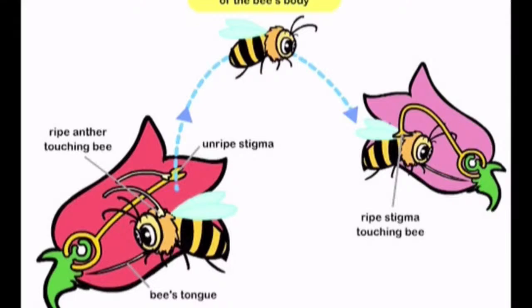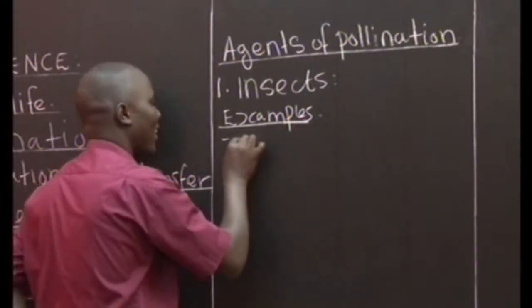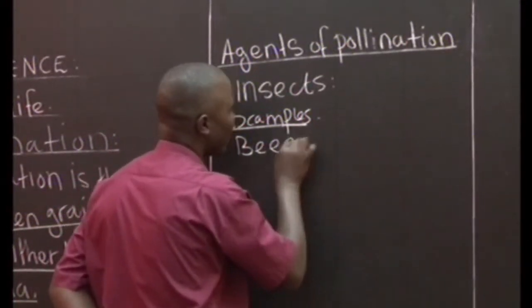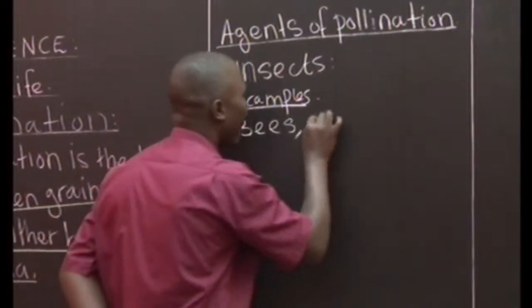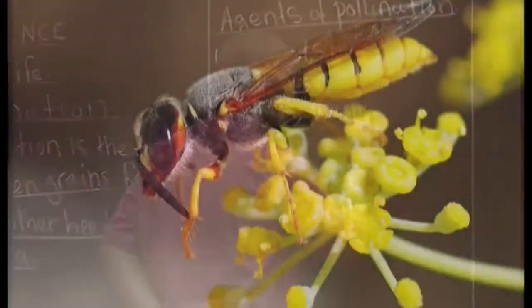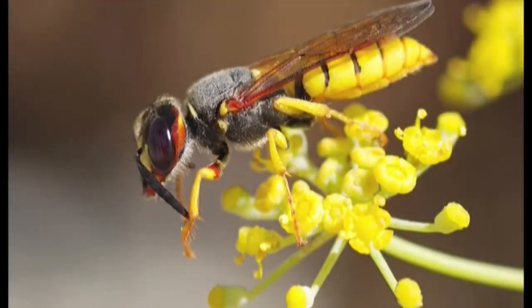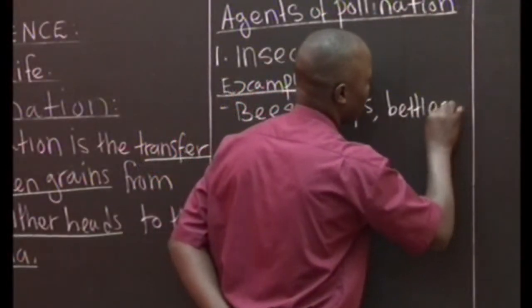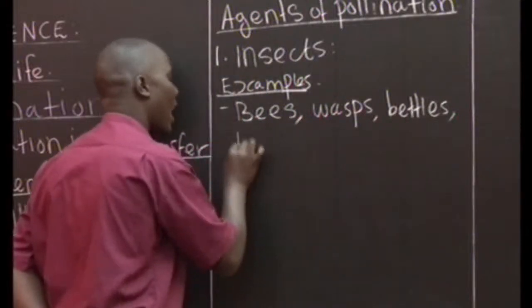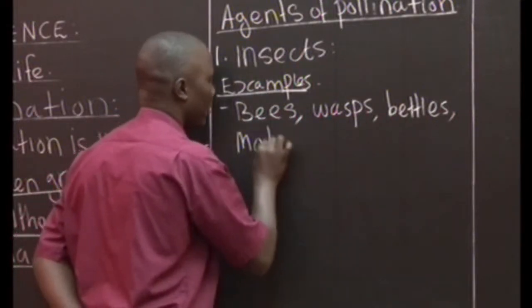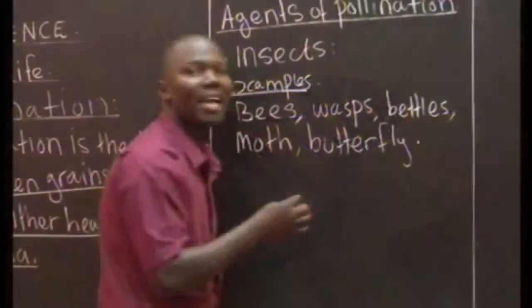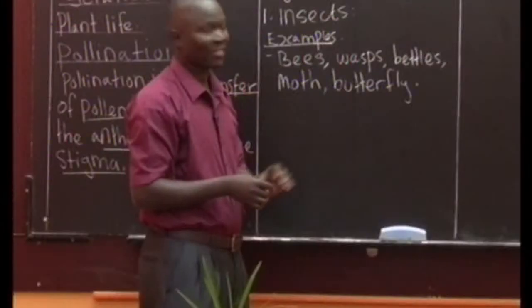And which are some of these insects that we have? You will find there bees. You will find there wasps. There will be beetles. You will find there the moth. You will find there a fly and very many insects.